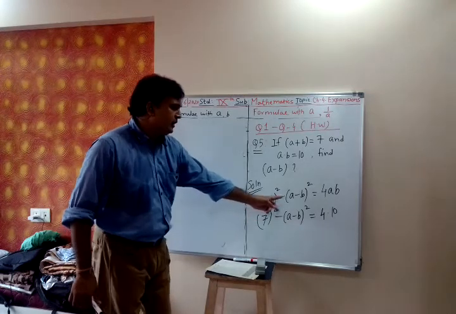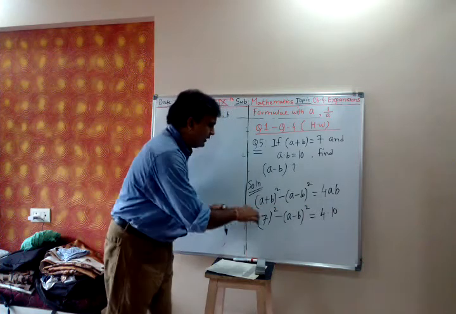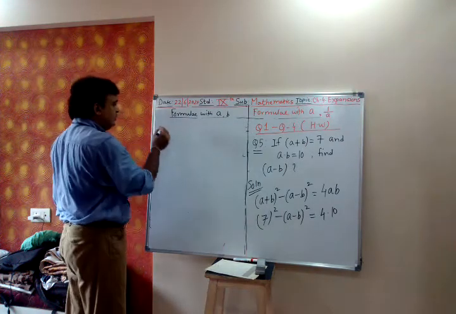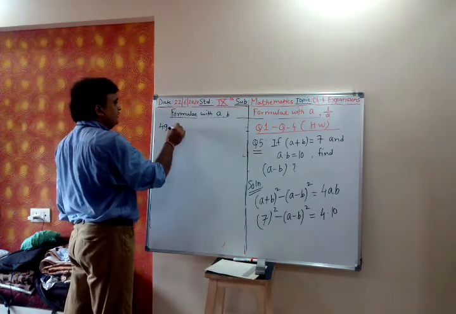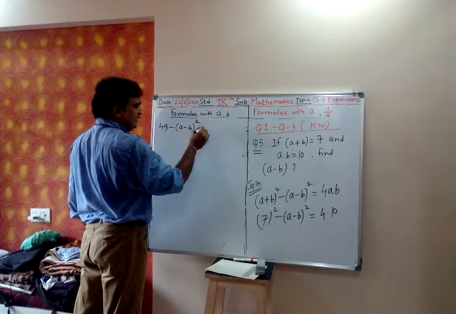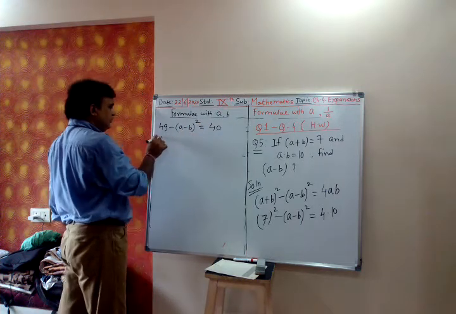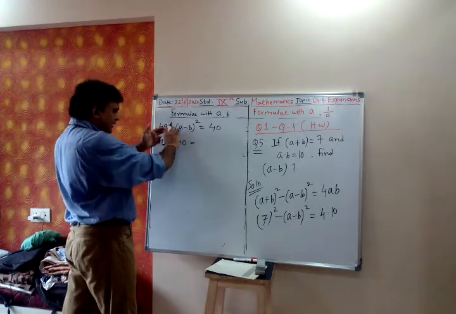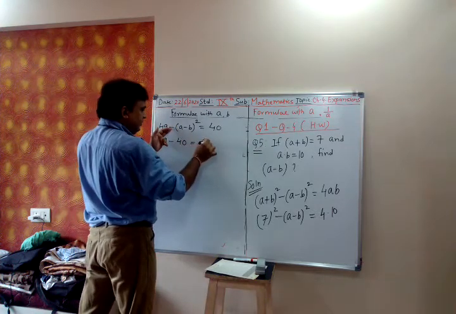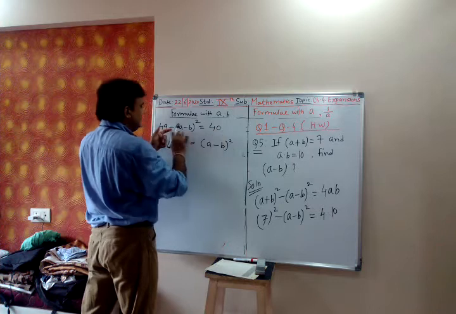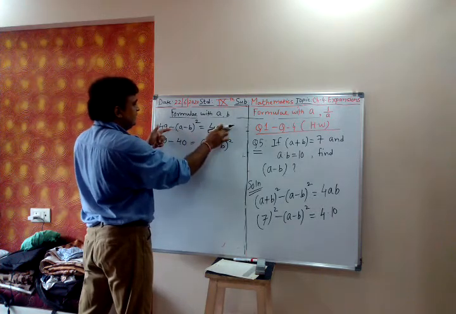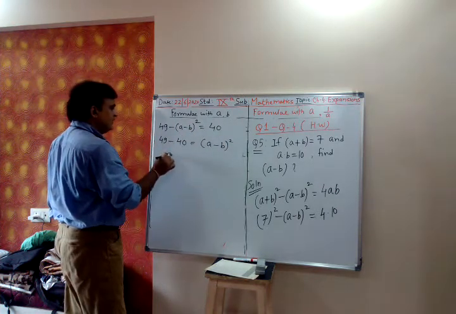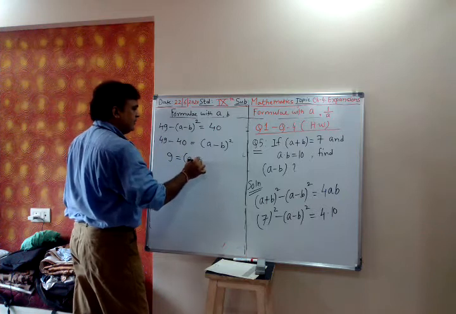So, a plus b whole square minus a minus b whole square is 4ab. We are given the value of a plus b, we are given the value of ab. That I will substitute. So, 7 square is 49. 49 minus a minus b whole square is 40. So, 49 minus 40. I will take 40 on this side, and take a minus b whole square on the other side. Minus becomes plus. So 49 minus 40 is 9. So 9 is a minus b whole square.